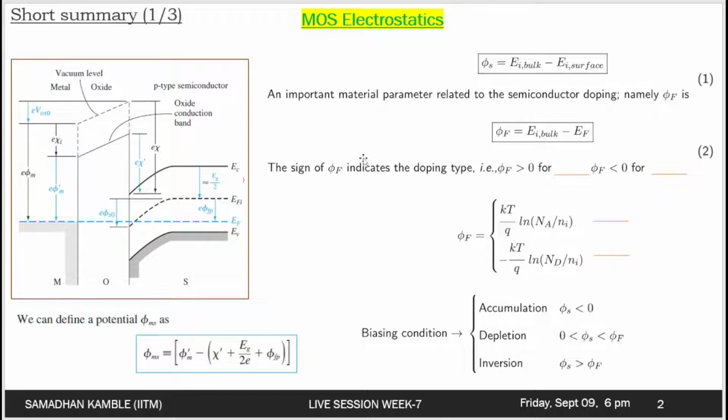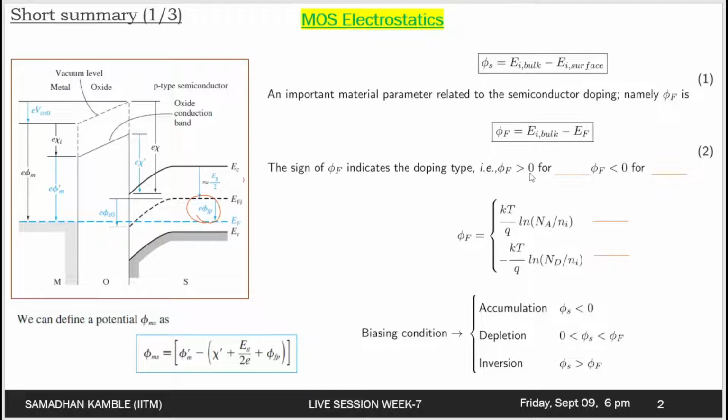Also you can see that an important material parameter related to the semiconductor doping is called phi f, and it is given as Ei bulk minus EF. So phi f, as you can see here, is the difference between the intrinsic band at the bulk minus the Fermi level. As we know, this parameter is a function of the doping concentration, and the sign of phi f indicates the doping type.